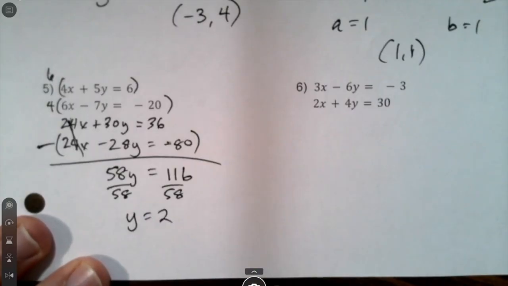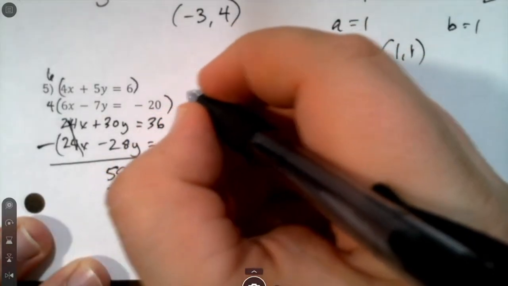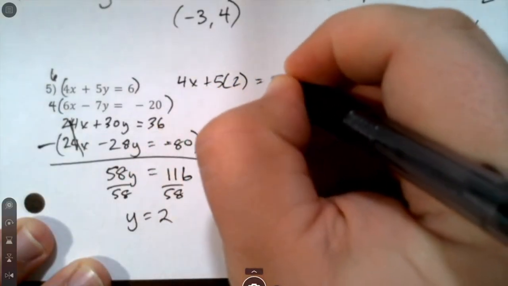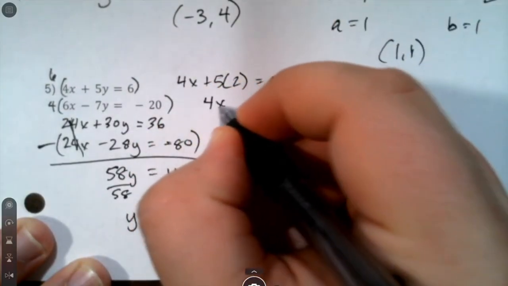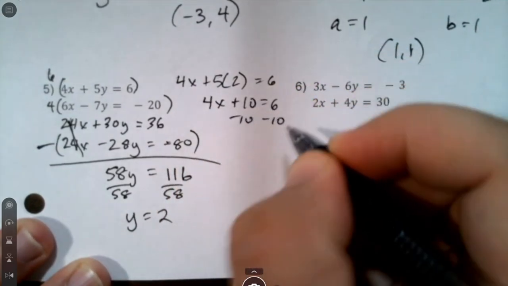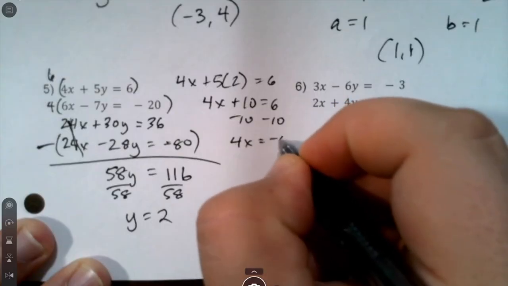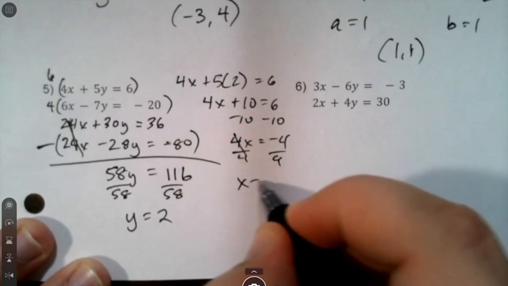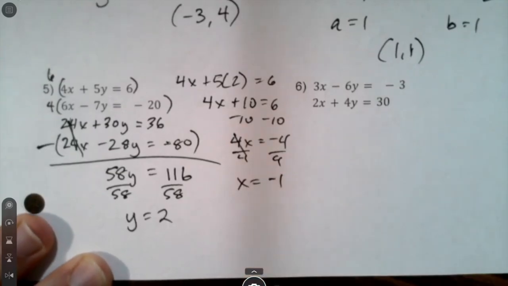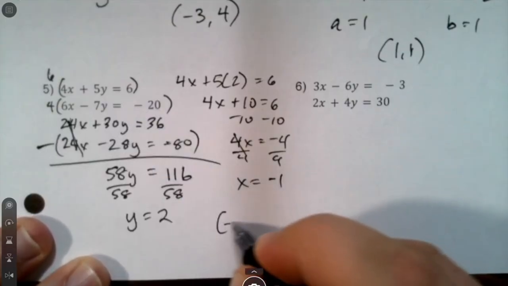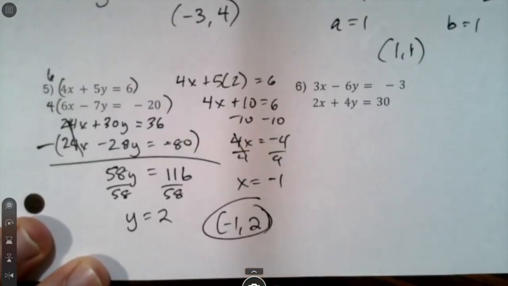So you can plug this 2 in for y into any of these 4 equations and solve for x. I'll just go back to my default and plug it in the top one. 5 times 2 is 10. Subtract 10 from both sides, get 4x equals negative 4. Then divide both sides by 4, and you get x is equal to negative 1. So the ordered pair that works for both of these, the place where they meet, is negative 1, positive 2.